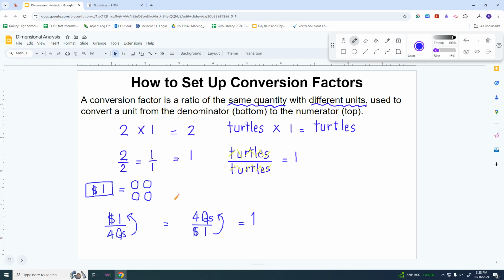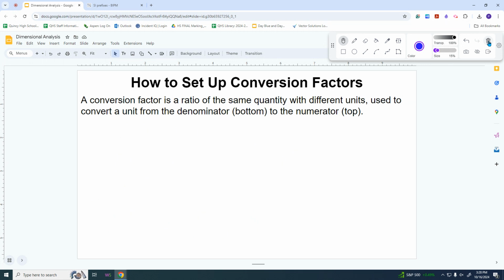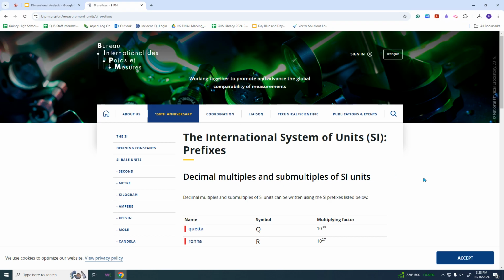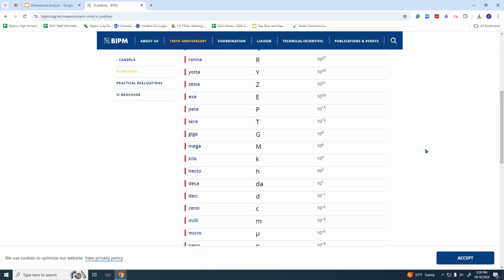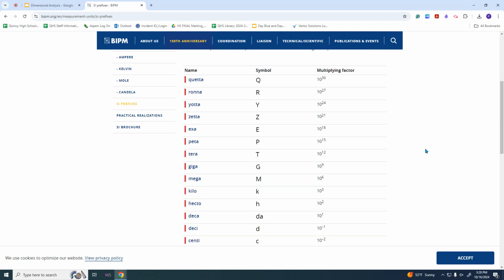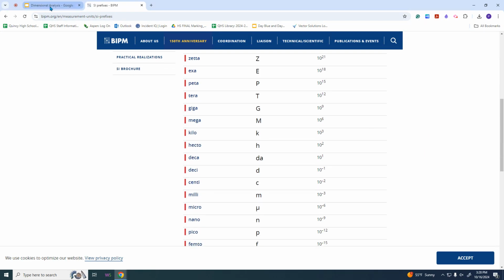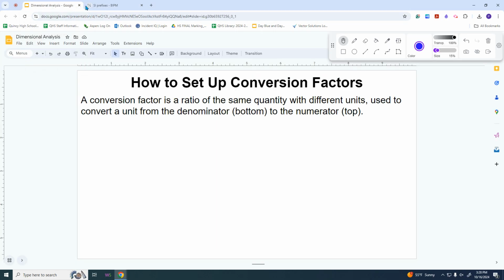Okay, so we are going to learn how to set up a conversion factor of metric prefixes. Very important, you must know your prefixes. If you do not know your prefixes, you can't do anything with it. So you have to memorize. You must memorize your prefixes. Okay, and you already have a note of prefixes. So let's do this.